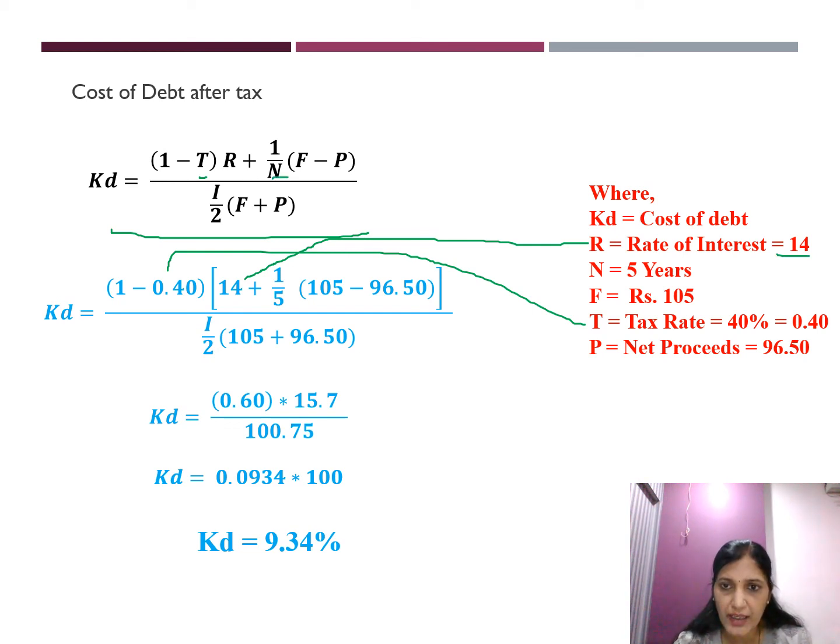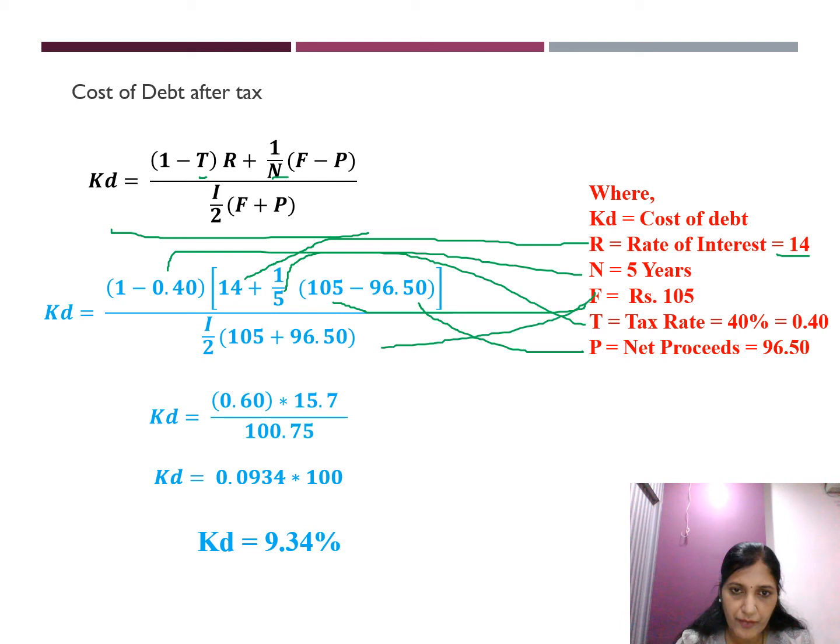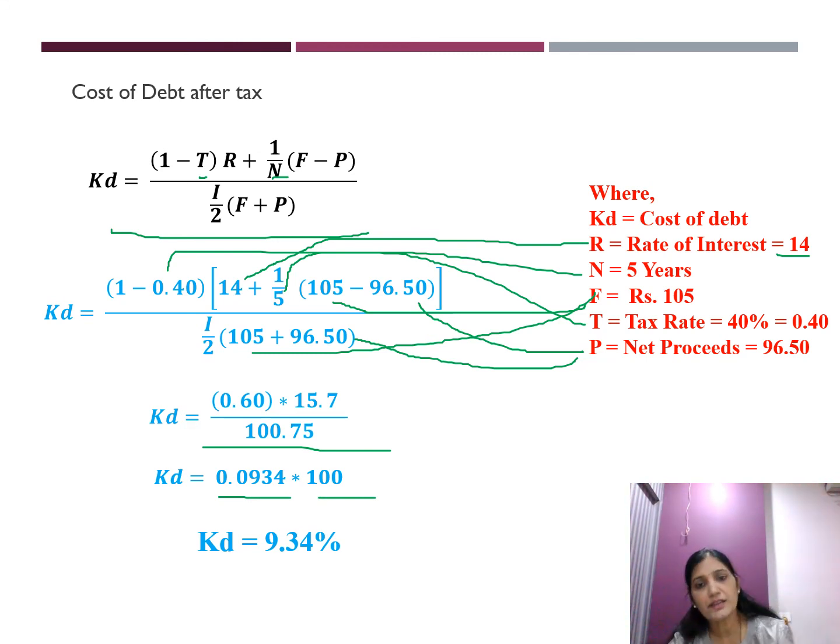Next 1 by 5. This is n. What is n? Number of years. So 5 is taken over here. Now 105. That is what? F. F is 105 taken over here. P 96.5. This I have taken. Similarly here half into F plus P, same half. F is 105, P is 96.5. Clear? So when I calculate, I have got this. So that is 0.0934 into 100, because we are always presenting our answers in the form of percentages. So the cost of debt KD is equal to 9.34%.